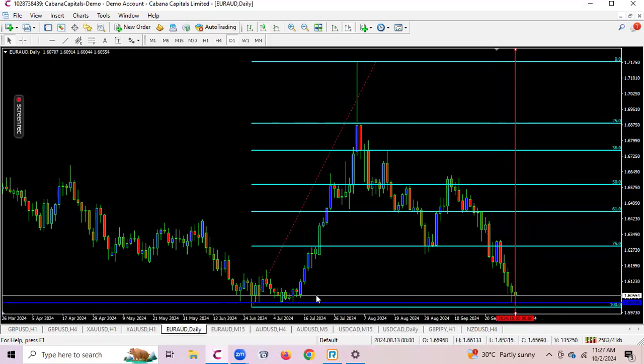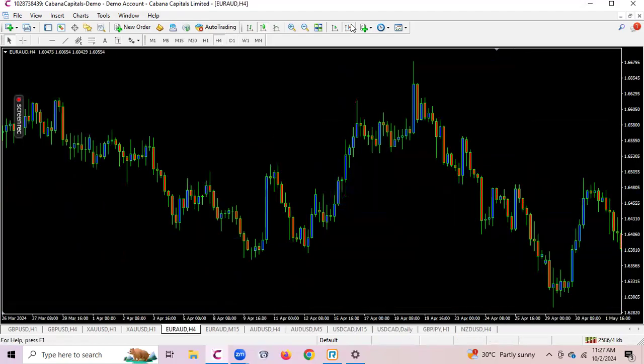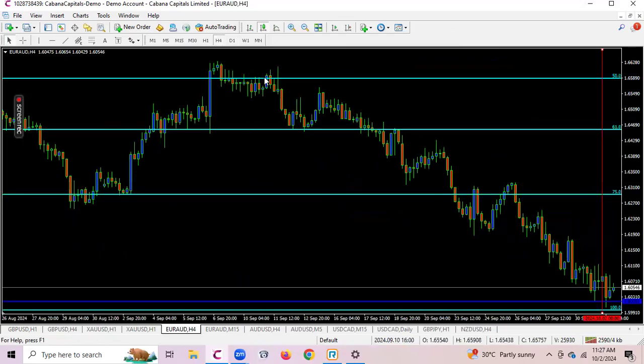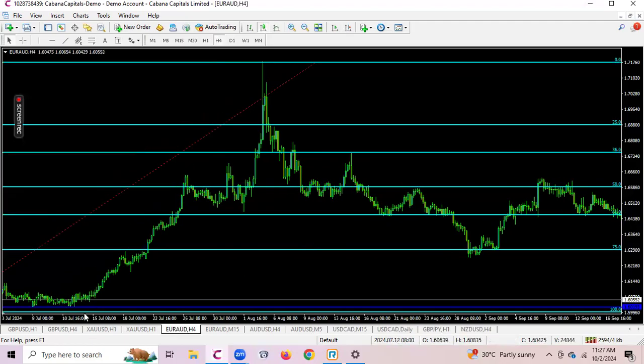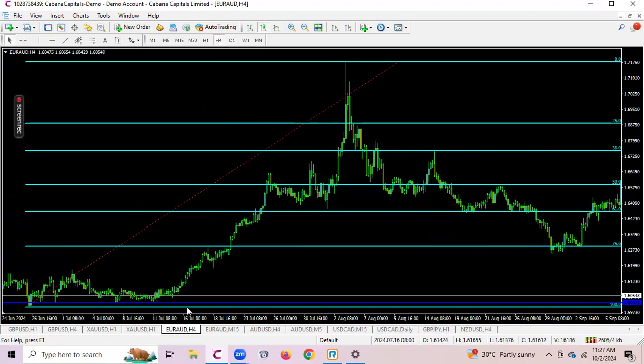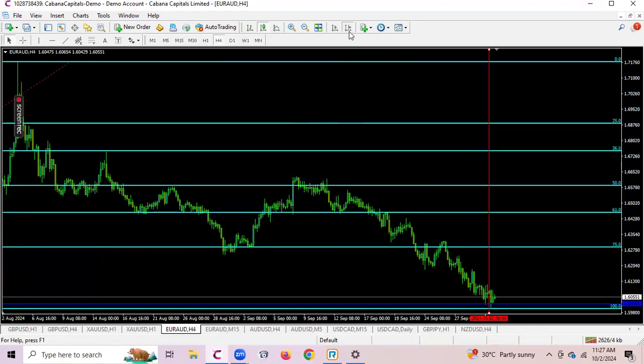Like I said, if this support gets broken, the candle closes below, you might want to look for buy. You might want to clear the liquidity that is residing at these previous lows. They've not cleared liquidity residing at this previous low. So if you are considering buying, I would advise that you wait for price to clear all the liquidity residing at this previous low before you go bullish on Euro Aussie.